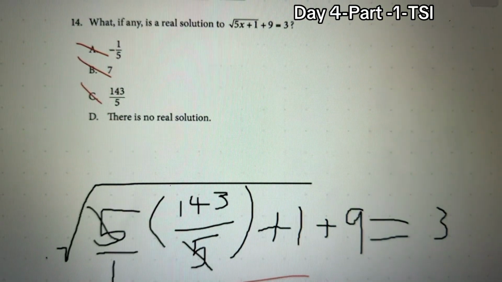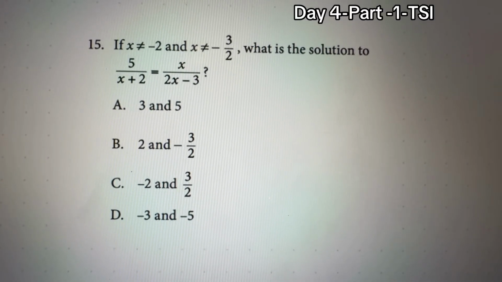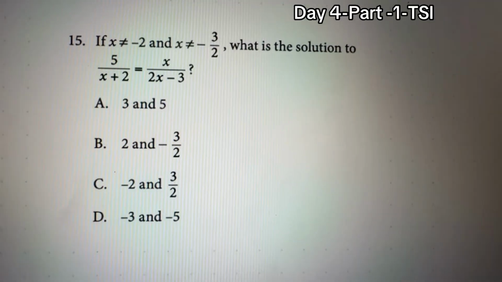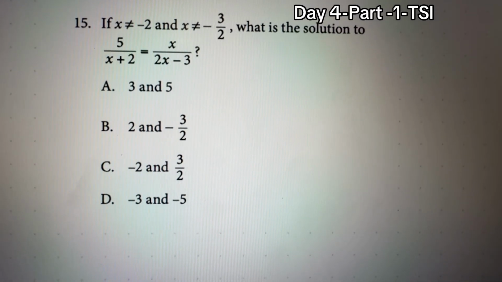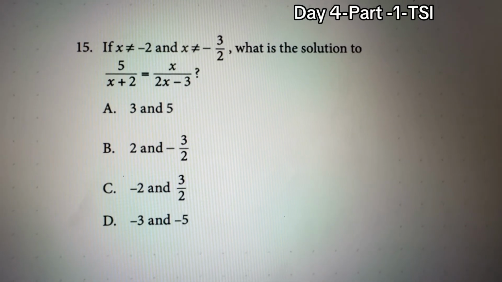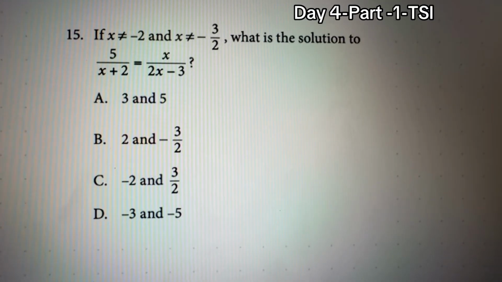Let's clear this. I guess 3 first, so we can just change all the x's to 3. Are we going to change the x's of x doesn't equal negative 2 first? Or we don't have to worry about it. It says x isn't equal to negative 2.